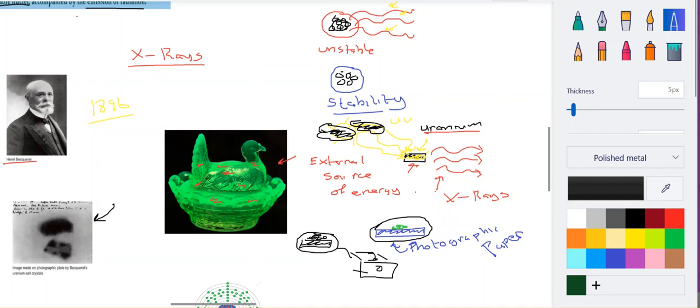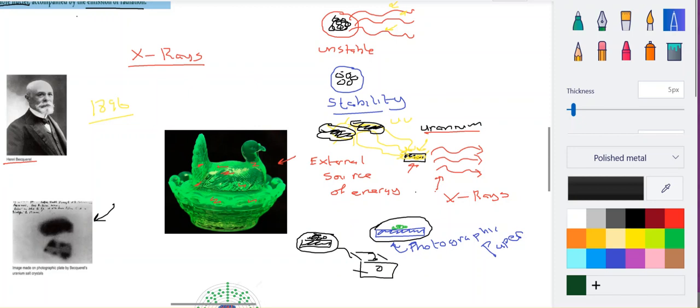Basically what was happening was a spontaneous emission of radiation from the nuclei of the uranium compound. So you just got this spontaneous radiation coming off. So this is how radiation got discovered.